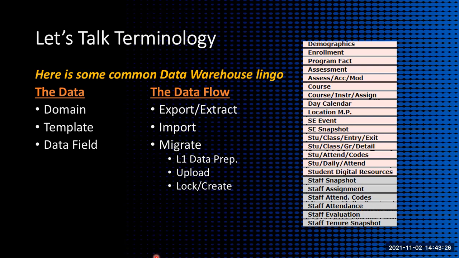You will see Level 1 data prep in the Level 0 drop-down header from which you select the domain to migrate. You will see upload as the header in the Level 0 dashboard report column that shows the last time the data was migrated. And finally, lock and create is old terminology that was used for the migrate process when 2 steps were needed. Now, it's a 1-step process, so only one word is needed: migrate.